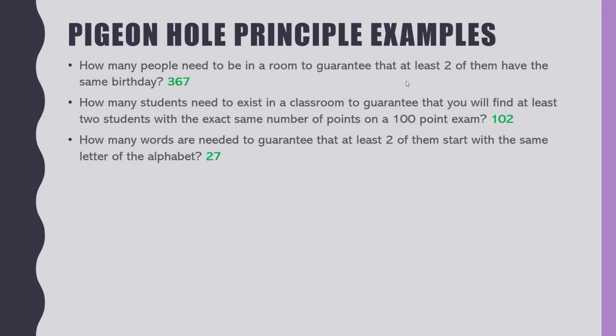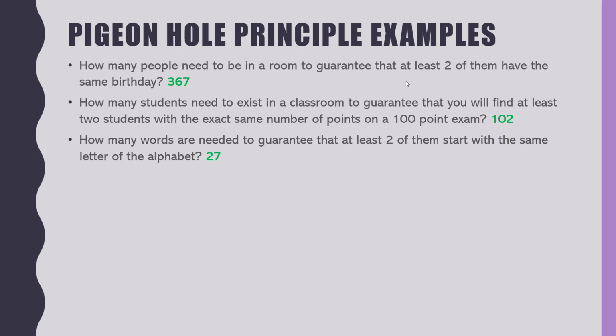We understand why. There are 26 letters in the alphabet, and if I were to write down 26 words that all started with a different letter of the alphabet, the 27th word, no matter which way I slice it, will start with the same letter as one of those other 26 words.